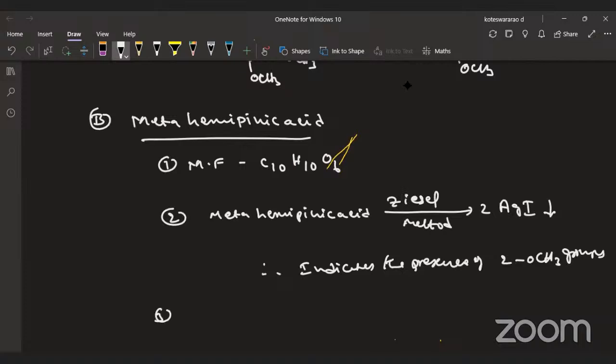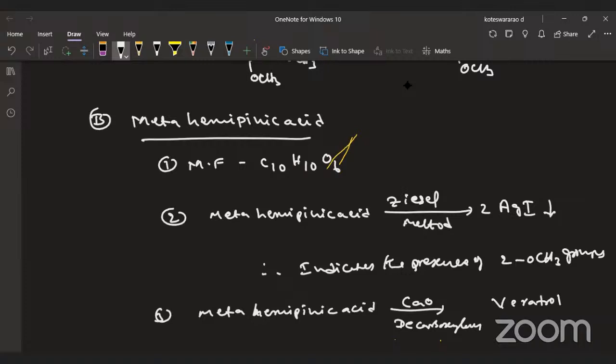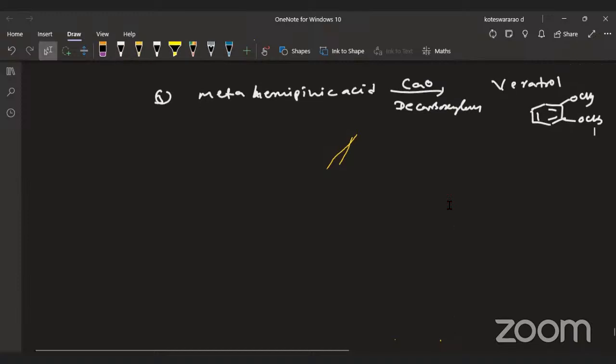Then the third one: metahemipinic acid is subjected to decarboxylation with calcium hydroxide. It produces veratrole. The veratrole structure is already known, with OCH3 and OCH3. Therefore, metahemipinic acid also has the same veratrole skeleton.